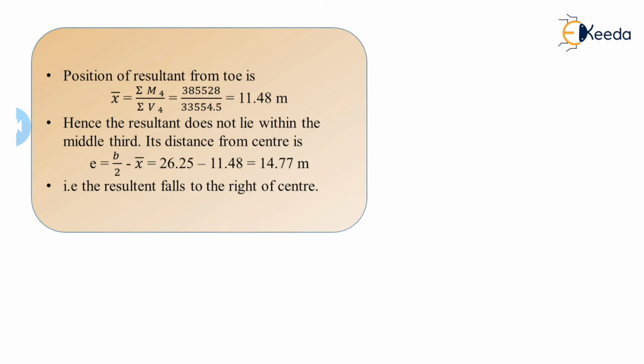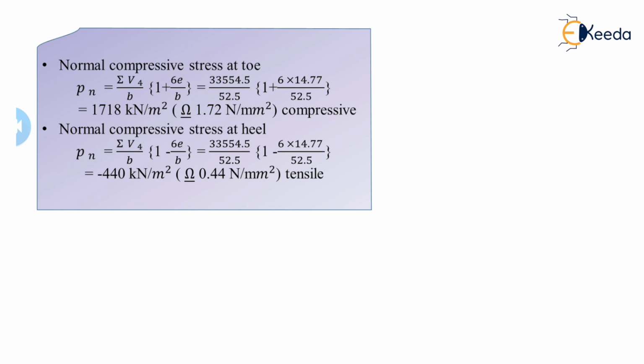Again, eccentricity is B by 2 minus X bar. The value is 14.77 meter. Again, the normal compressive stress at the toe, Pn, is equal to summation of P, the vertical forces, divided by B into bracket 1 plus 6e upon B. The value is 1780 kilonewton per meter square. Compressive stress at the heel, the equation becomes summation of vertical forces divided by B into 1 minus 6e upon B. The value will be minus 440 kilonewton per meter square.